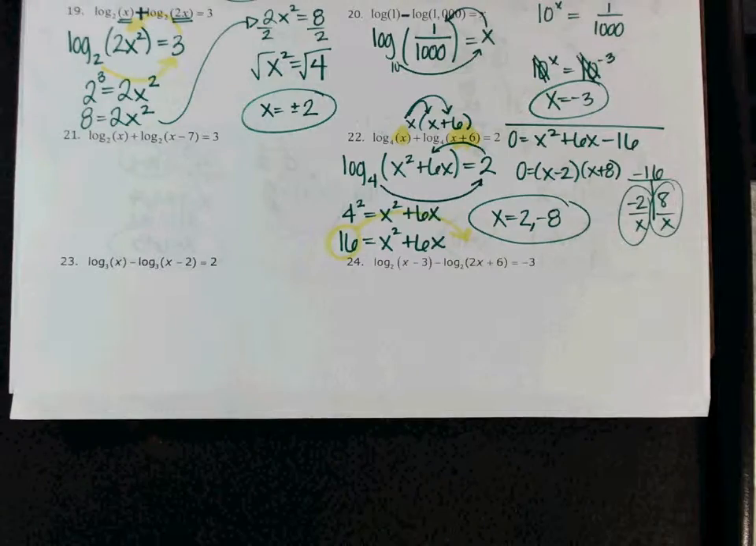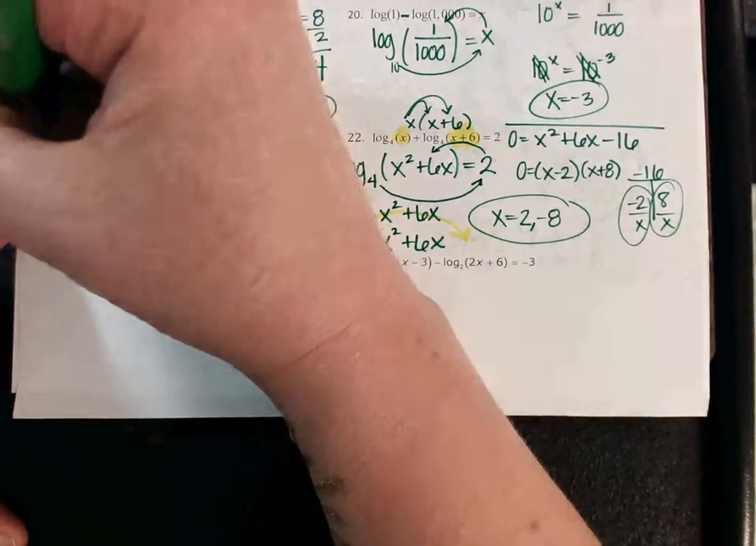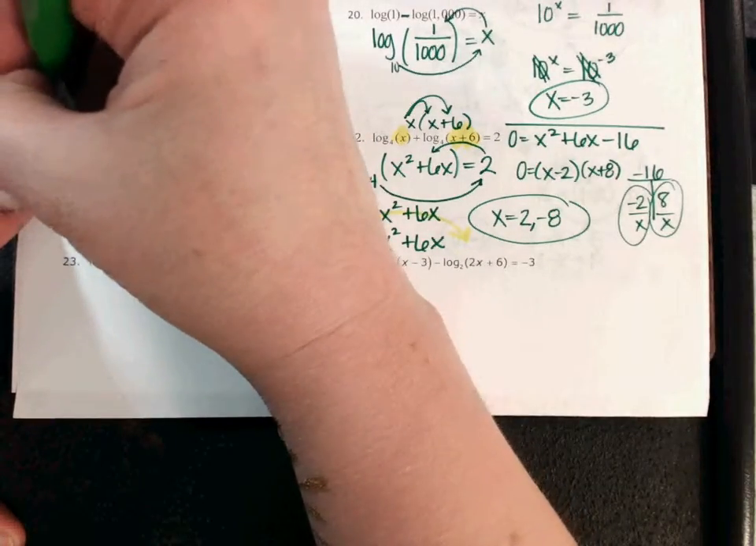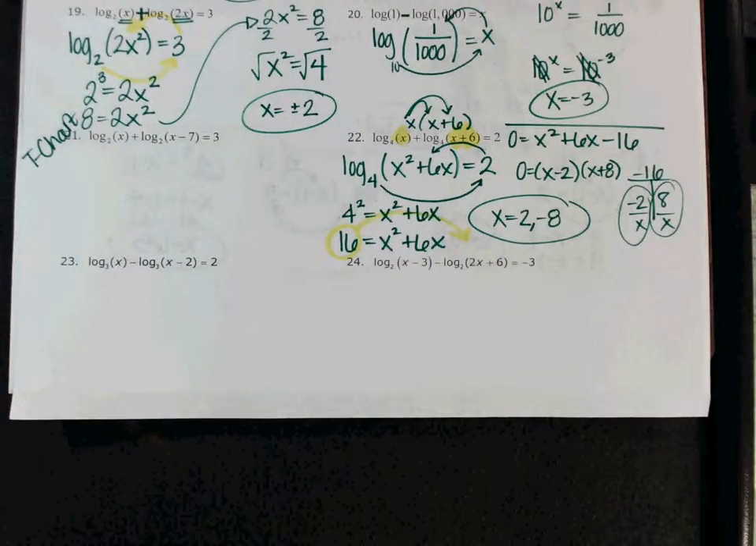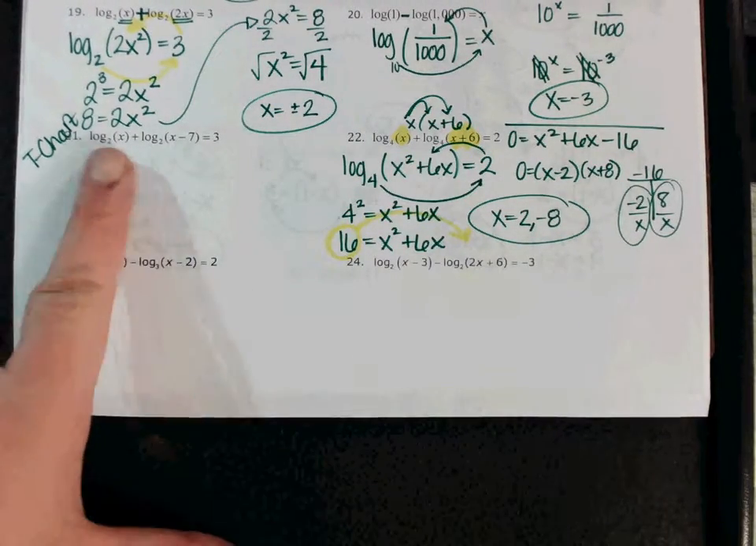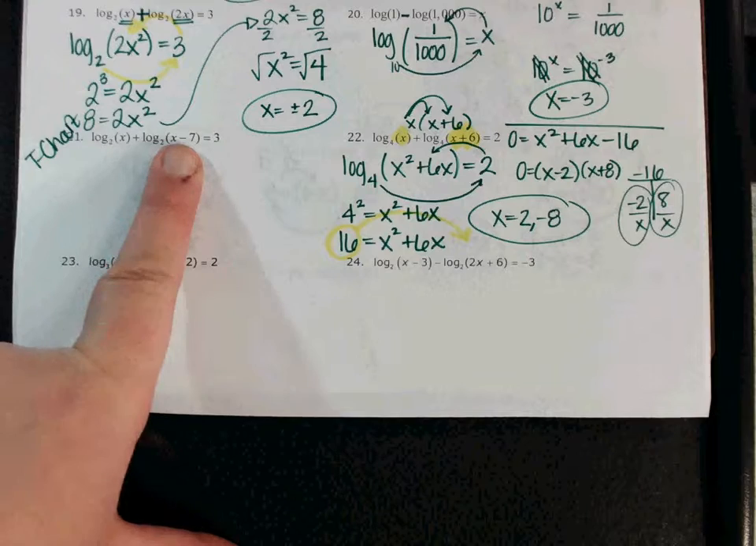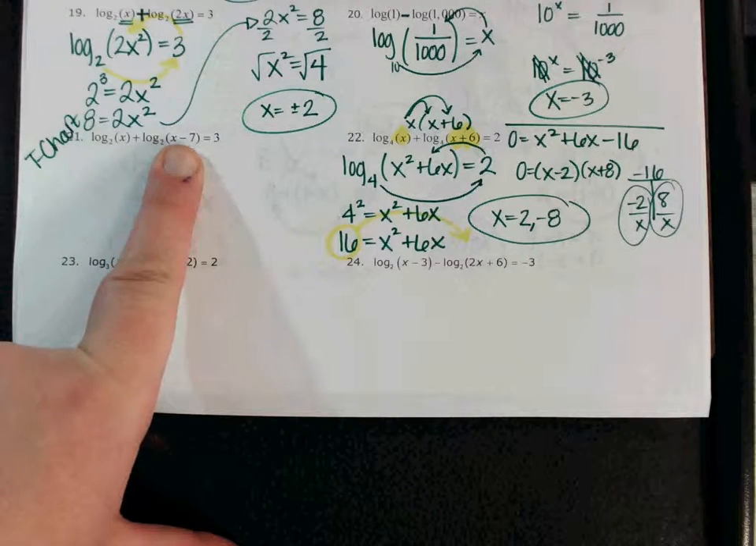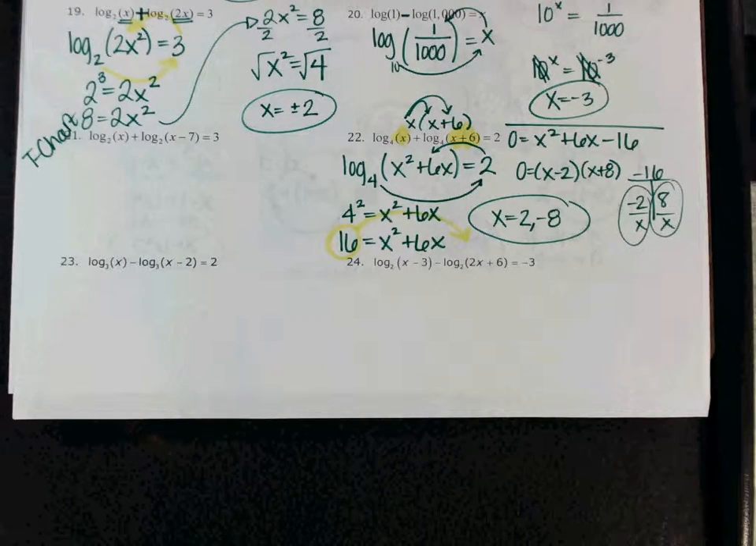Now most of the logs you're not going to end up having to t-chart like that. Okay? So number 21, if you want to put a little note on it, that one will be a t-chart as well. Now, because you have an x and then an x with another number. That's how you know.